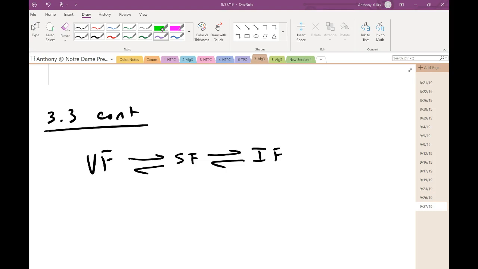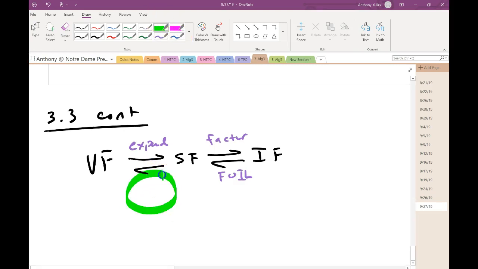Is that correct? Okay. So we said to go from vertex form to standard form, we expanded. To go from standard form to intercept form, we factor. To go from intercept form to standard form, we FOIL. It's time now we indicate what we need to do to go from standard form to vertex form.